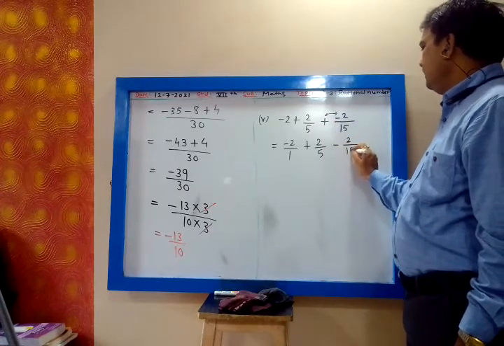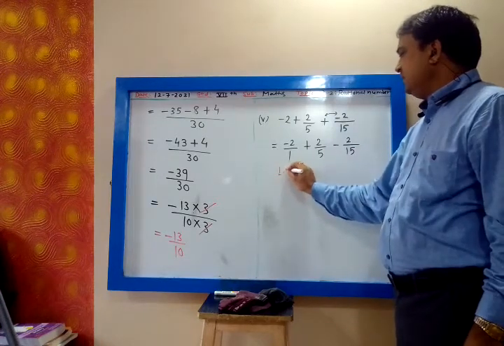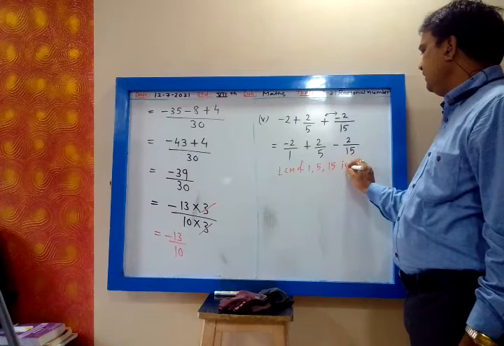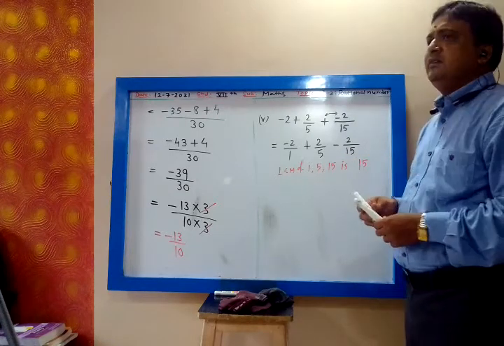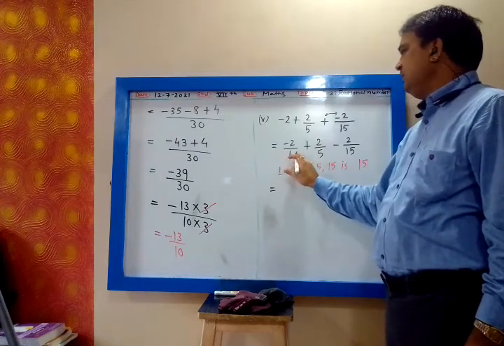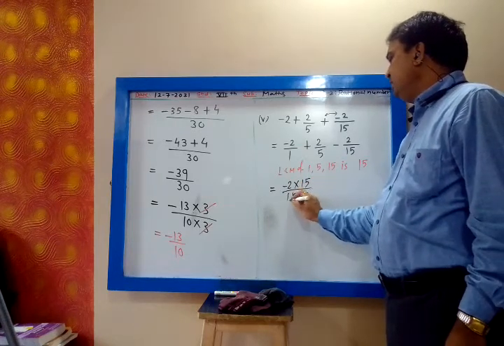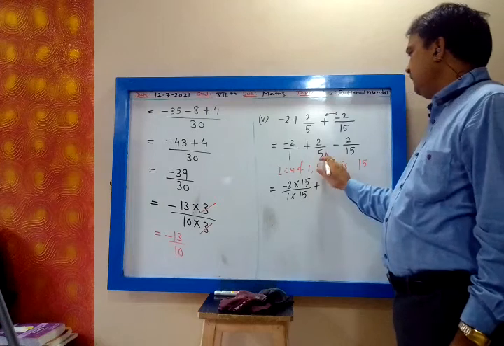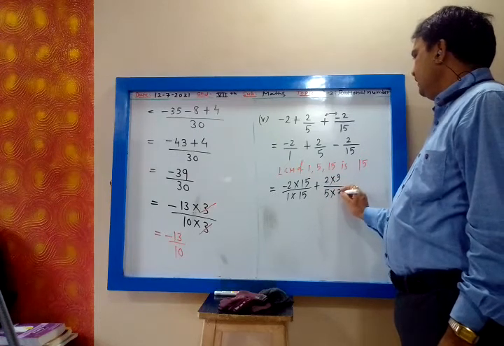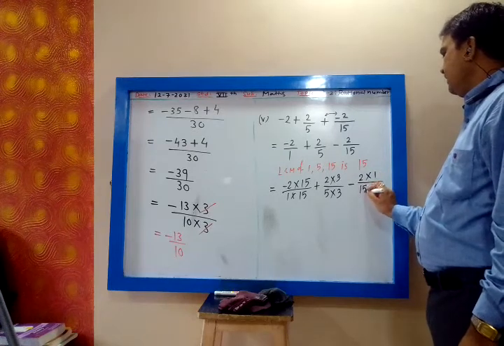Minus 2 upon 15. Now the denominators are not the same. So I will take the LCM of 1, 5 and 15. LCM of 1, 5, 15 is 15. So let us make the denominator 15. This is 1, multiply and divide by 15. So minus 2 into 15 upon 1 into 15, plus this is 5, multiply and divide by 3. So 2 3s are 6 upon 5 3s are 15. This is already 15, so no need to multiply.